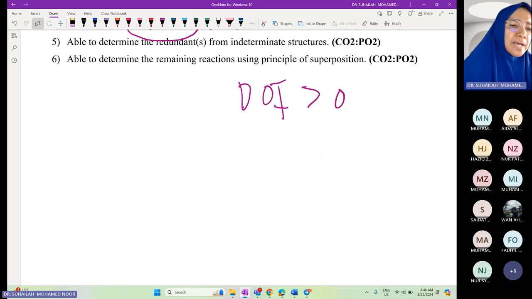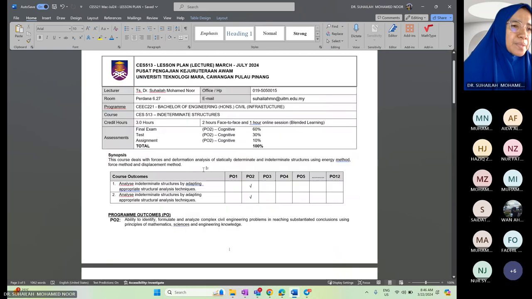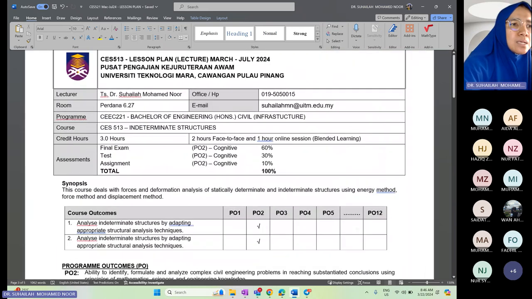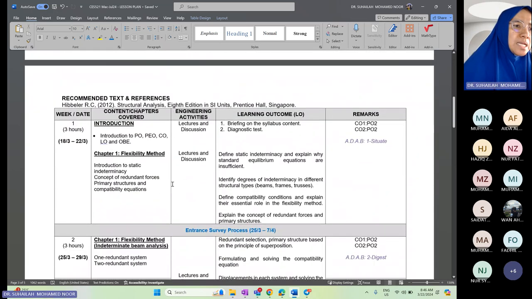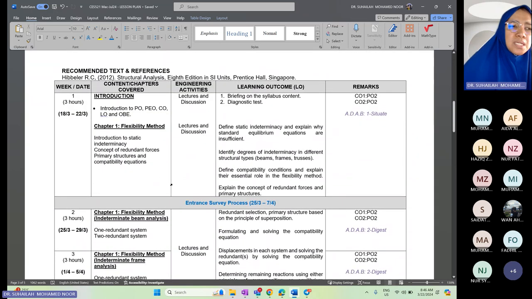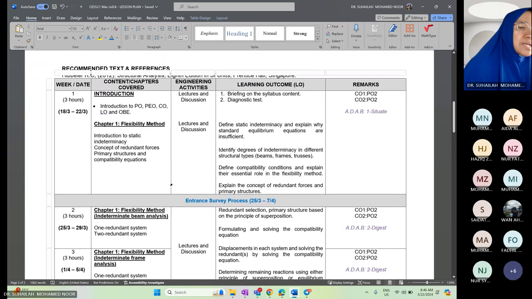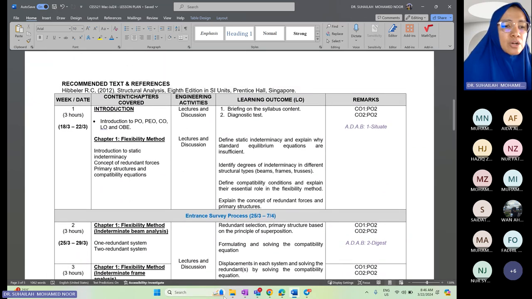So semua ni saya actually dah list dalam ni. Tapi saya belum letak lagi. Okay, kat sini lah. Kat sini. Okay, nanti boleh tengok detail lah ya.